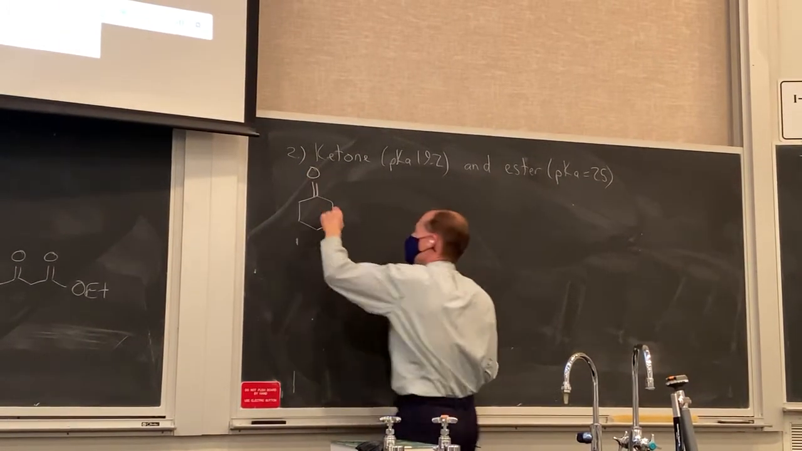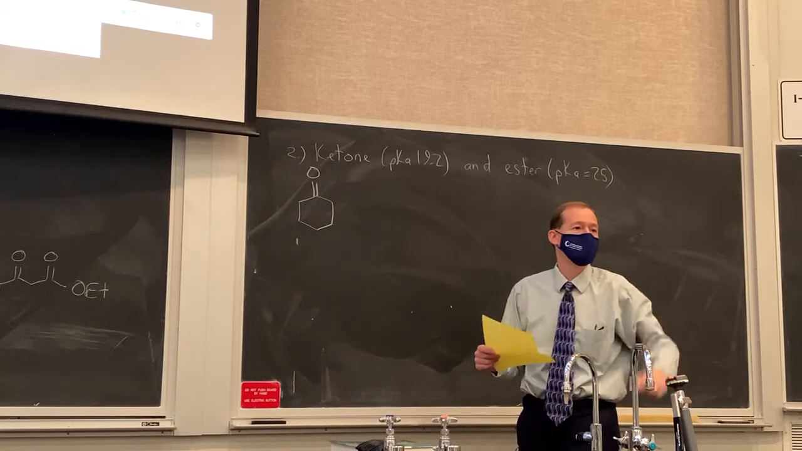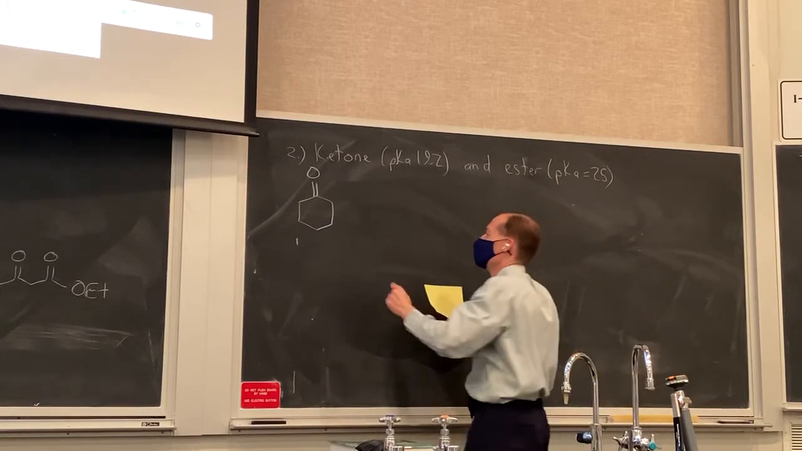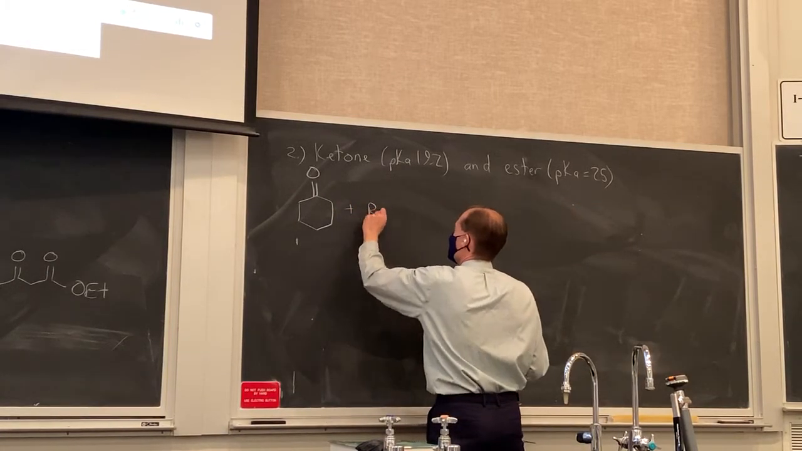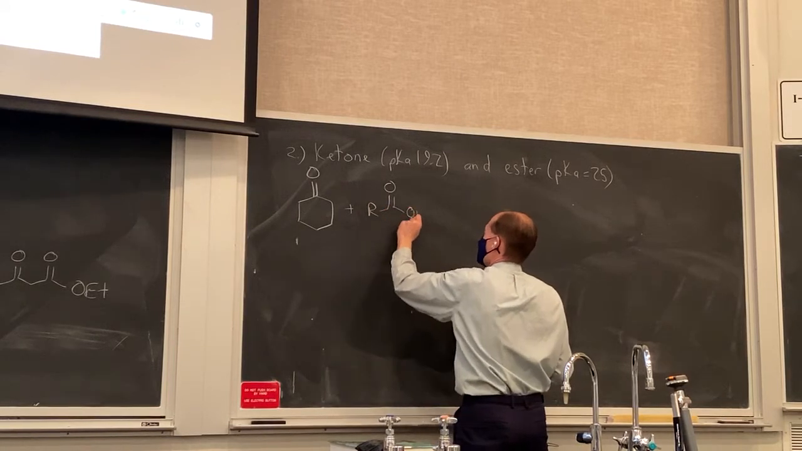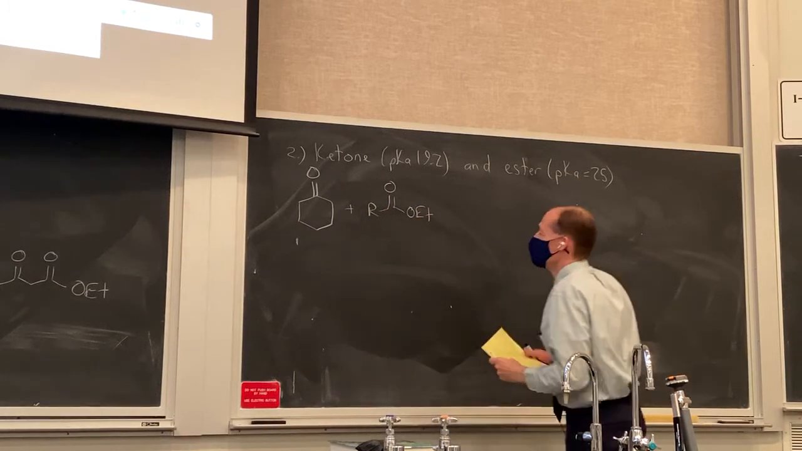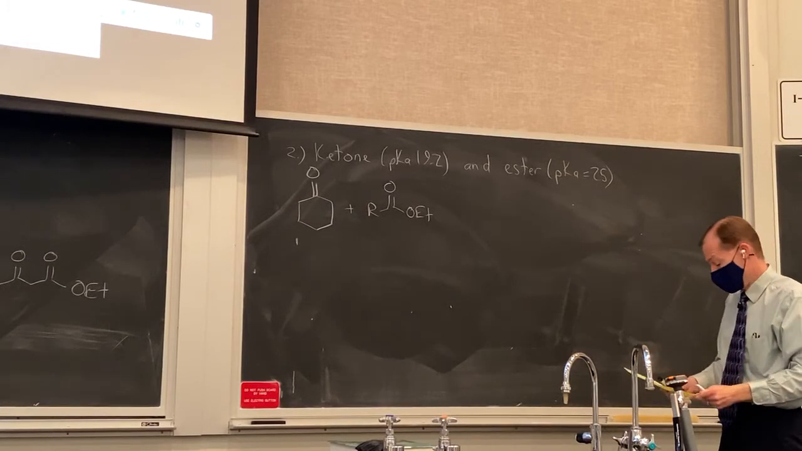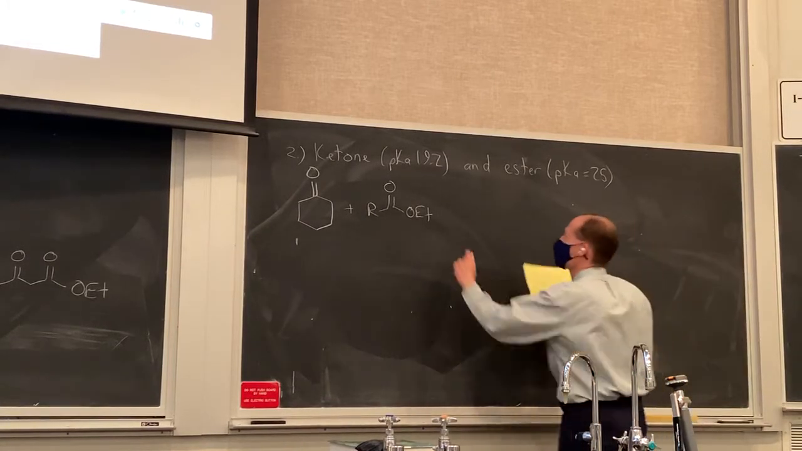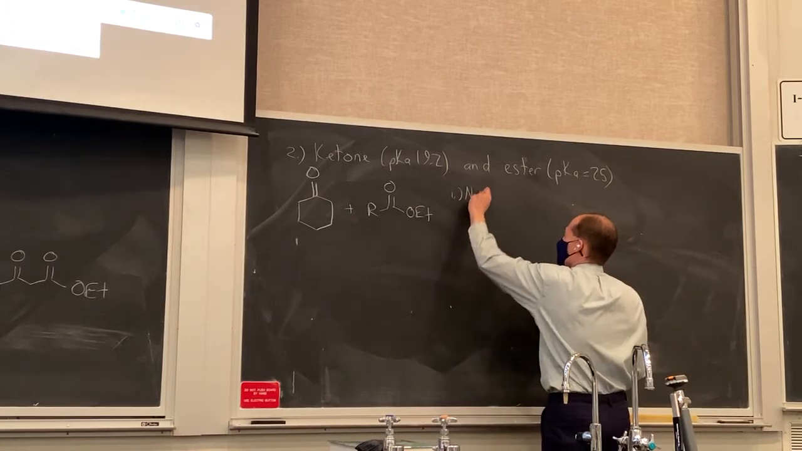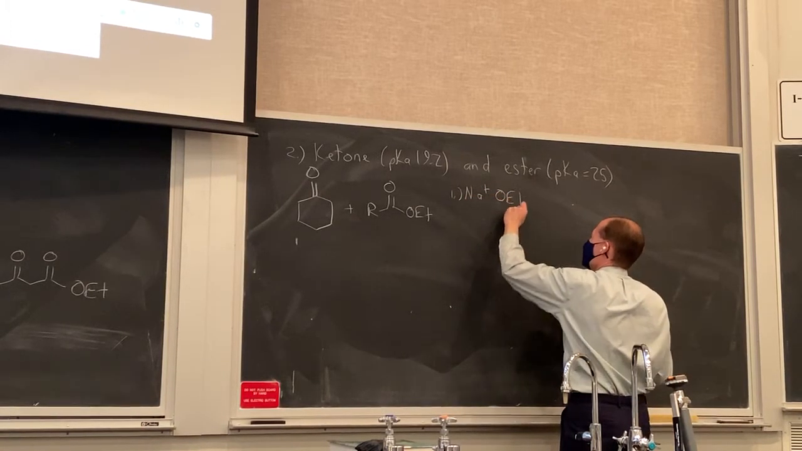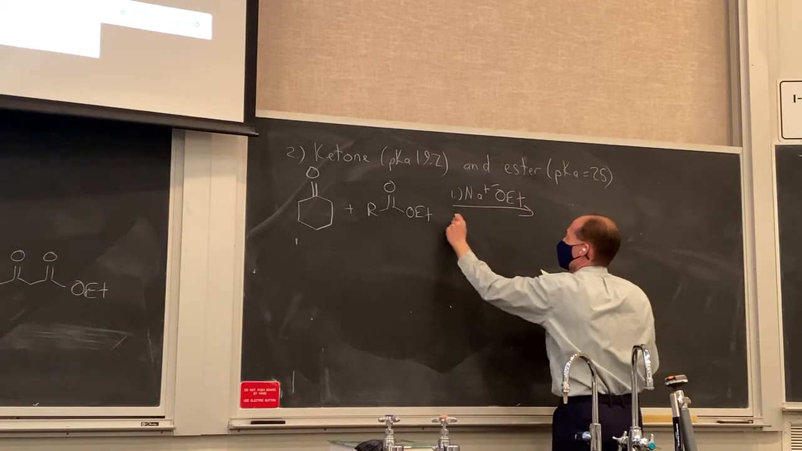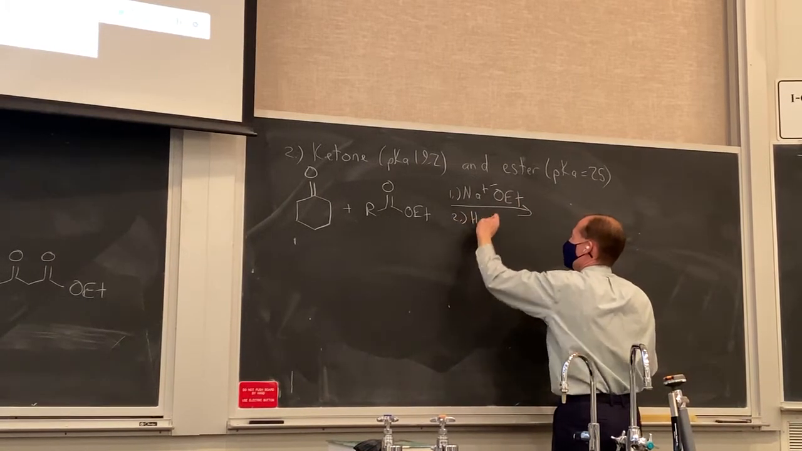Even though it uses a ketone, it's still called a Claisen because the electrophile is going to be an ester. We'll show you how this is going to work. So here's our ketone. We'll use cyclohexanone. We'll just use a generic ester in this particular case. We're going to use our sodium ethoxide. We're going to add acid.